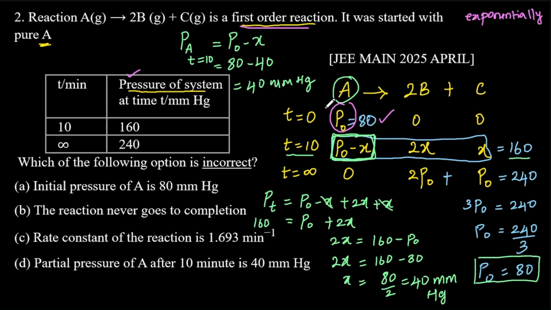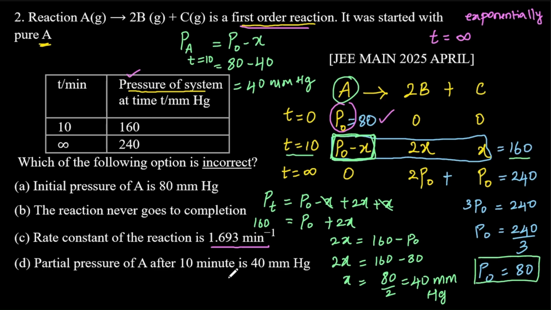So practically, the reaction never goes to completion, but theoretically, when time t approaches infinity, so at t equal to infinity, the reaction goes to completion. So practically the reaction never goes to completion. Then option C, the rate constant of the reaction is 1.693 minute inverse. So you have to find the rate constant. We will see this. First we will check option D.